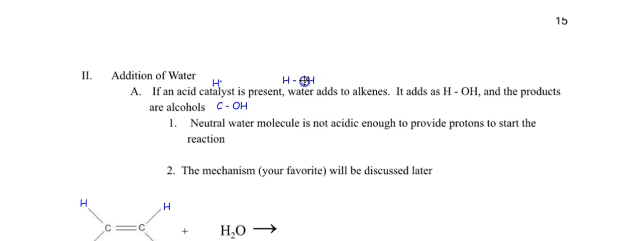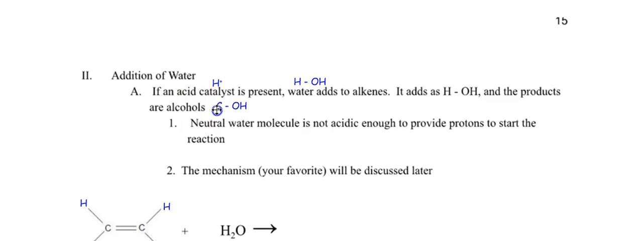But then water, and look how I wrote water. That's an odd way to write water. This is hydrogen hydroxide, right? Why would I do that? Because I want to show you the OH is partially negative, making one of the H's partially positive. So it adds as HOH and the products are alcohol.